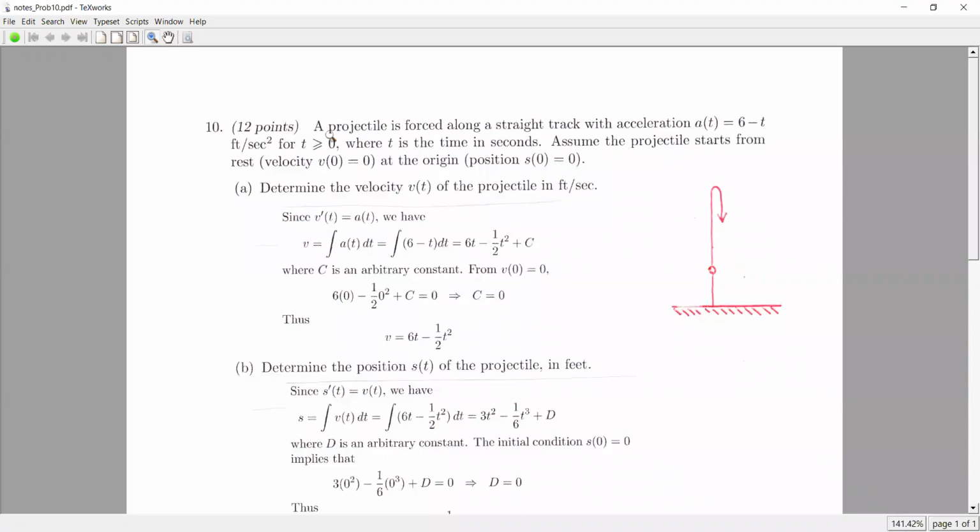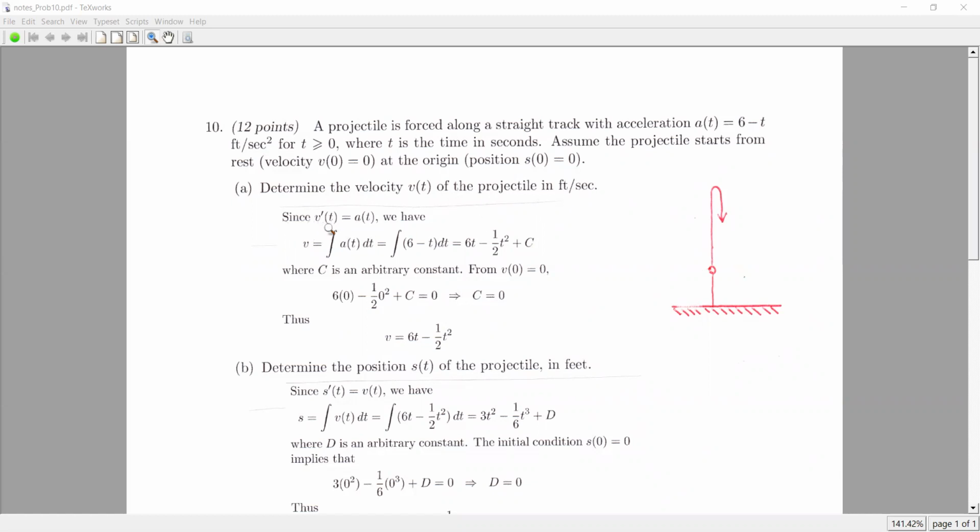Problem 10. A projectile is forced along a straight track with acceleration 6 minus t feet per second squared for t greater than or equal to 0, where t is the time in seconds. Assume the projectile starts from rest. That is, initially its velocity is 0. At the origin, initially its position is 0. Part A. Determine the velocity of the projectile in feet per second.